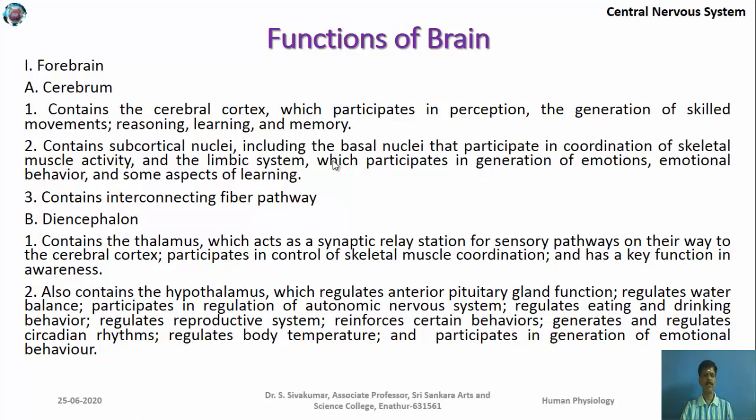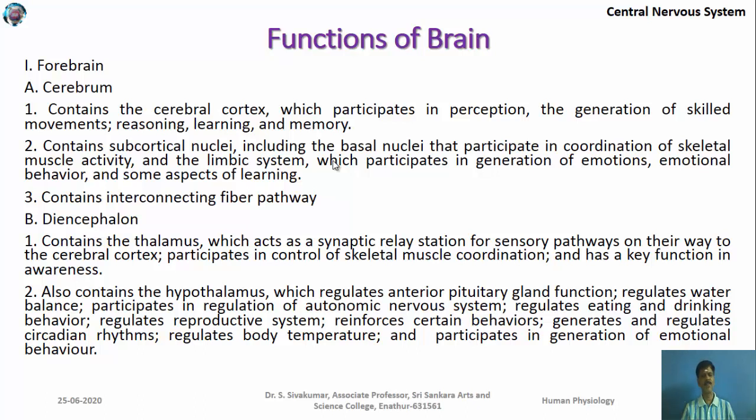If you see the cerebrum, as I told, the cerebral cortex participates in important roles in perception, generation of skilled movement, reasoning, learning, memory. Similarly, the subcortical nuclei control the emotions of our body, and then interconnect the neurons. These are all things that happen in the cerebrum.